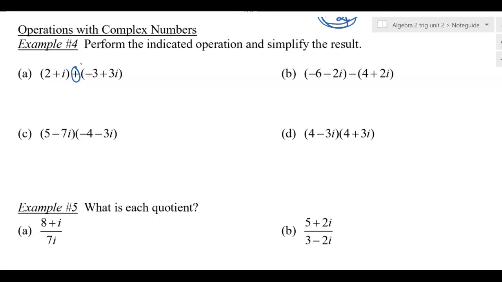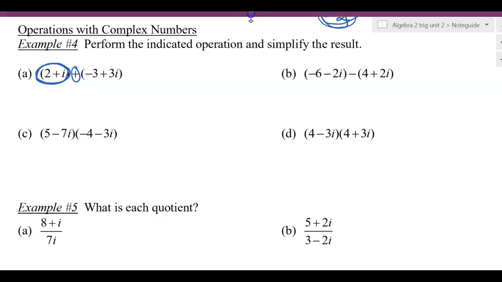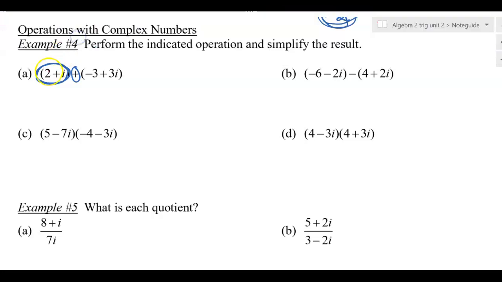And what I mean by that is when you guys look at this 2 plus i right here, that is one complex number, but that one complex number has two parts to it, right? It has a real part. The 2 is completely real. It doesn't have i attached to it. And then it has an imaginary part, the part that does have i attached to it, okay? Then there's a second complex number over here that again has a real part to it and an imaginary part to it.